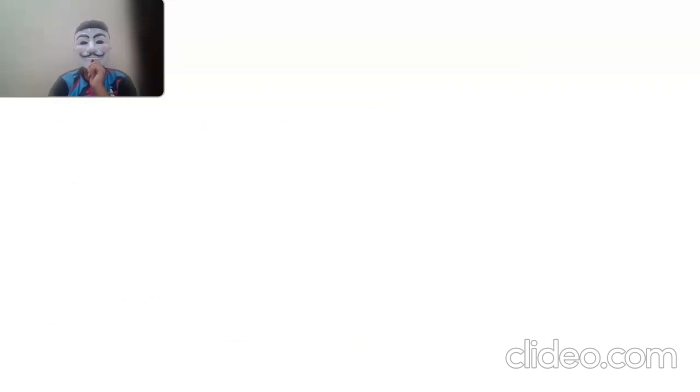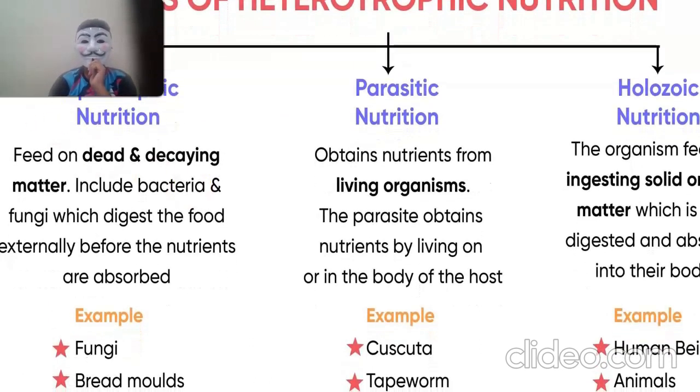Now see this whole chart. Look at this whole chart and have a look.